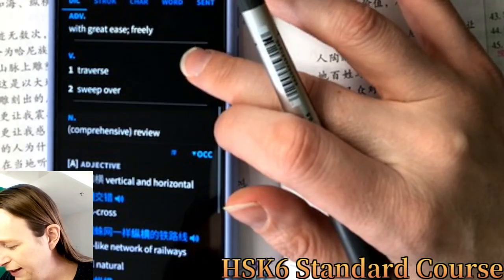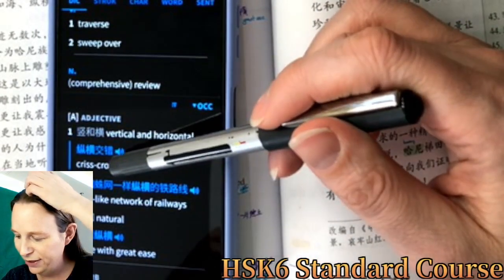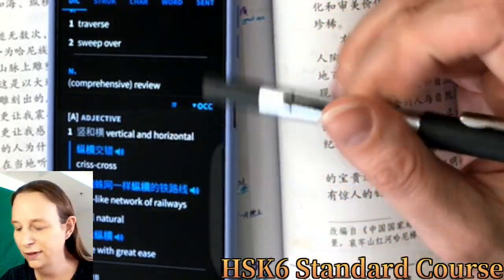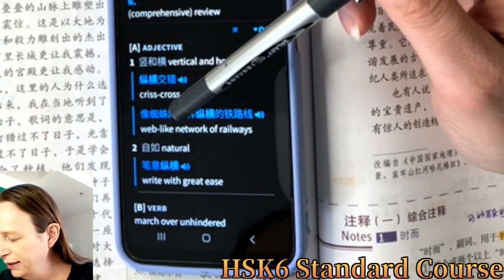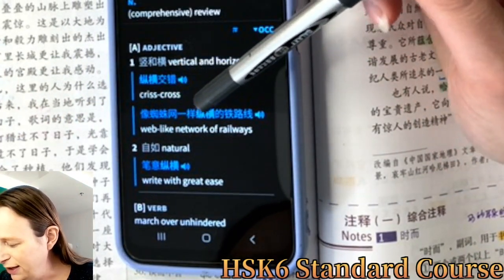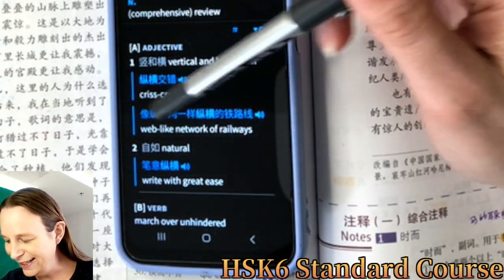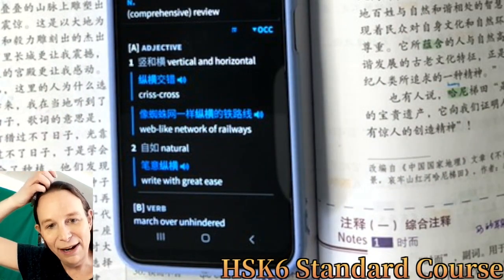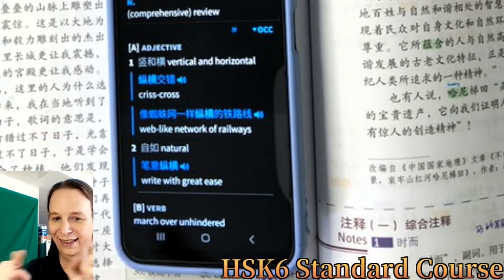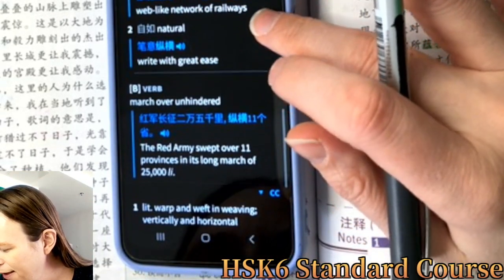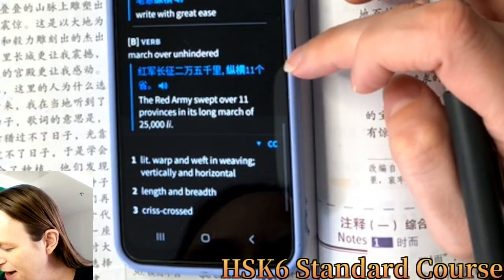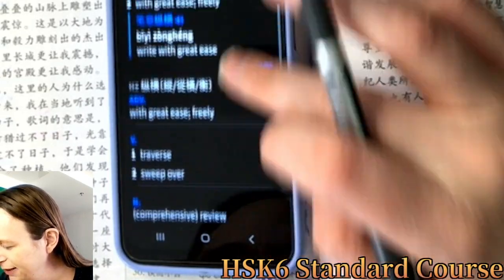I usually encounter it like this, crisscross. 纵横交错. 像蝴蝶网一样, yeah, 纵横的铁路线 like this. Yeah, this is really good. Like a butterfly net. So the strings in the butterfly net crisscross each other. March over unhindered. Don't know about that.